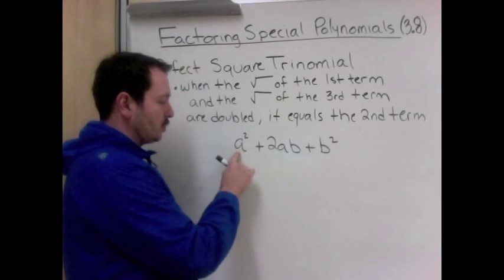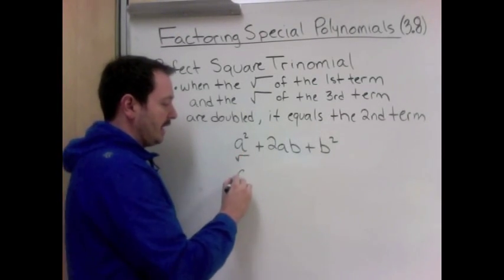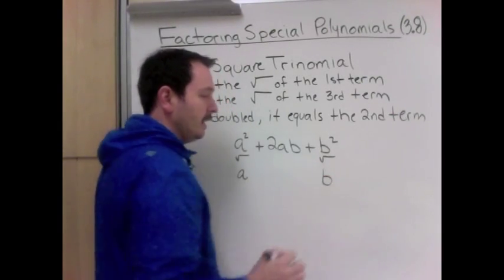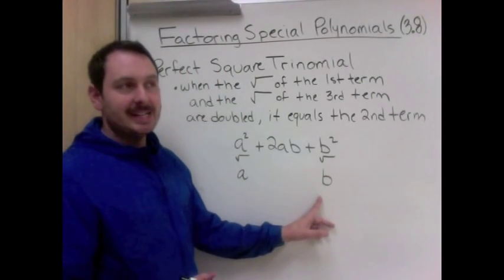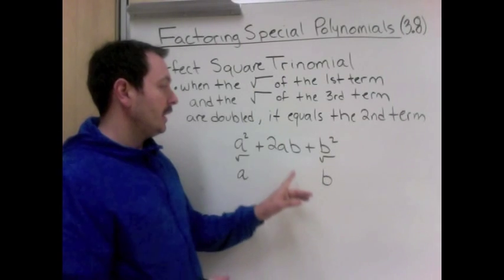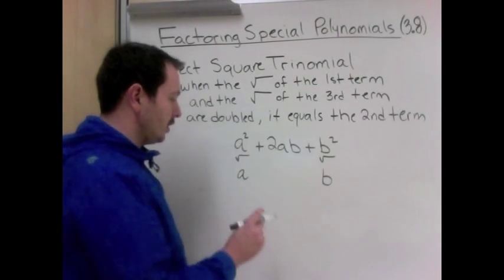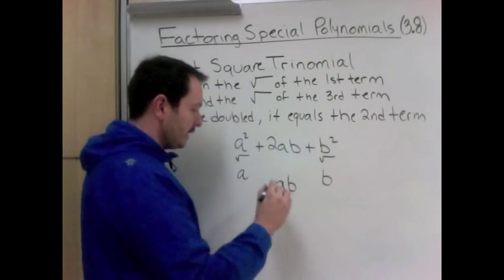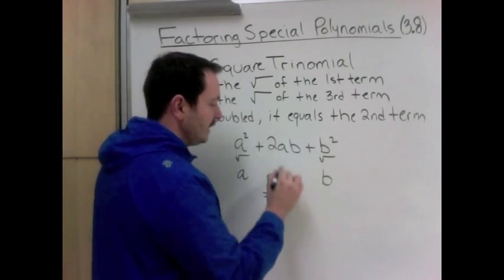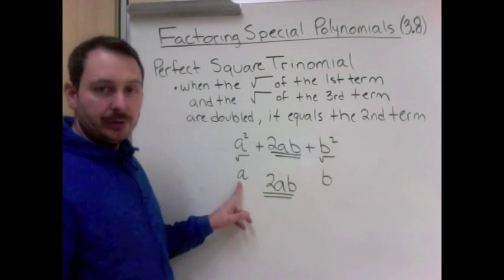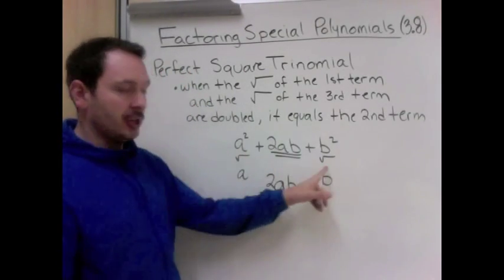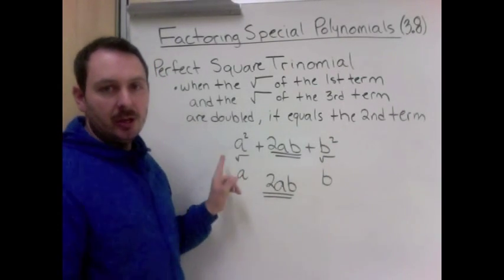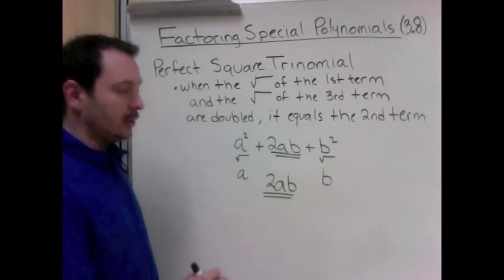So for example, the square root of the first term is a. The square root of the third term is b. Now if we take those and double them, it equals the second term. So ab is ab, and double it, and you can see that the square root of the first and third term multiplied and doubled equals the second term. So this is a perfect square trinomial.